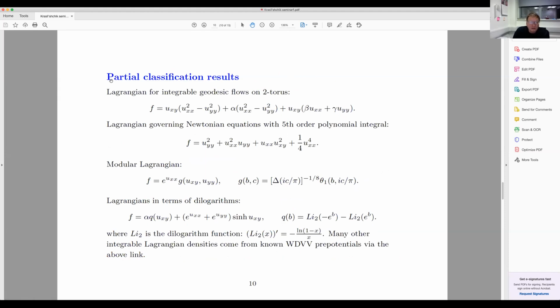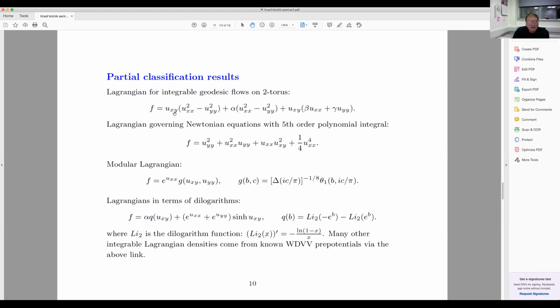So, partial classification results. It's not possible to describe all Lagrangian densities. Remember, I stated that they depend on 6 arbitrary functions of one variable. So Lagrangian densities are governed by an integrable system. I can't solve it explicitly, like I can't solve explicitly KdV or KP. Same here. I can't solve this system explicitly, but I can construct many solutions.